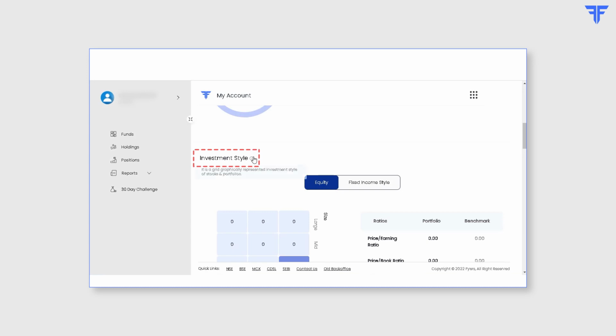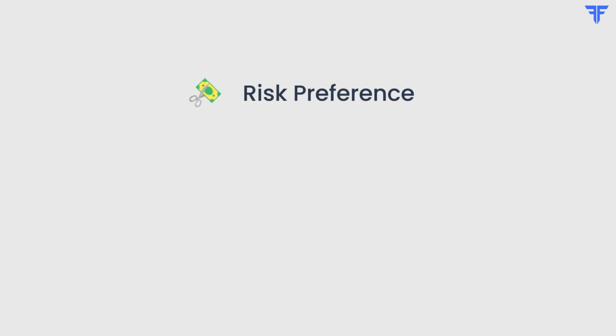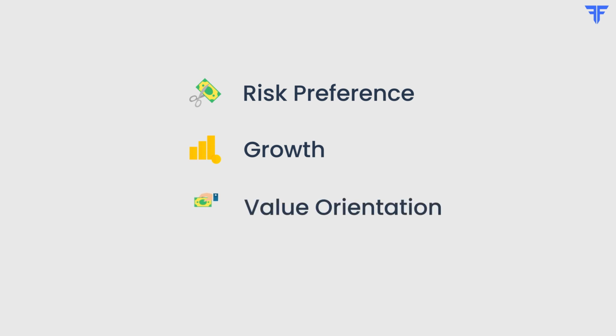Investment style. Investment style is a strategy that an investor or fund manager follows in selecting investments for a portfolio. Investment style is based on several factors and typically tends to be based on parameters such as risk preference, growth, value orientation and market cap.